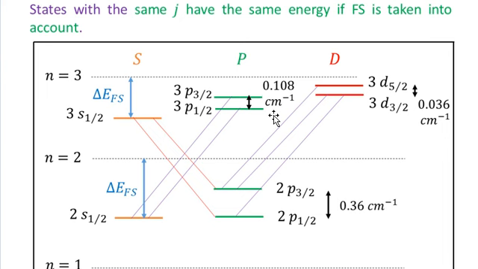And you know that if you go to higher values of the principal quantum number, then this energy gap will reduce with the increase in principal quantum number. So you can see the difference of energy, which is equal to 0.108 in comparison to 0.36 centimeter inverse. So if you go to a higher principal quantum number, this difference of energy will reduce with the increase in value of the principal quantum number.